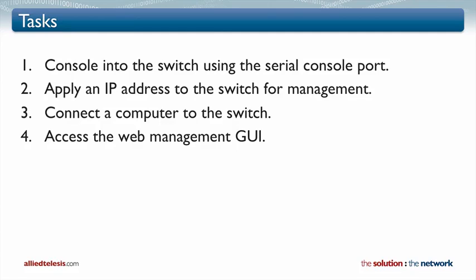First, we will console into the switch using a serial connection. From there, we will have access to the switch's command line, and we can apply an IP address to the switch. Once the switch has an IP address, we can connect our computer and create an IP network. Once our computer and switch can talk to each other over the network, we can gain access to the switch's web interface, which is a graphical user interface, or GUI.